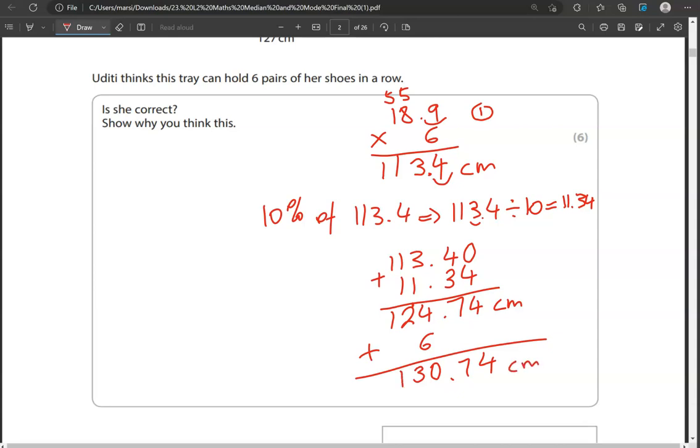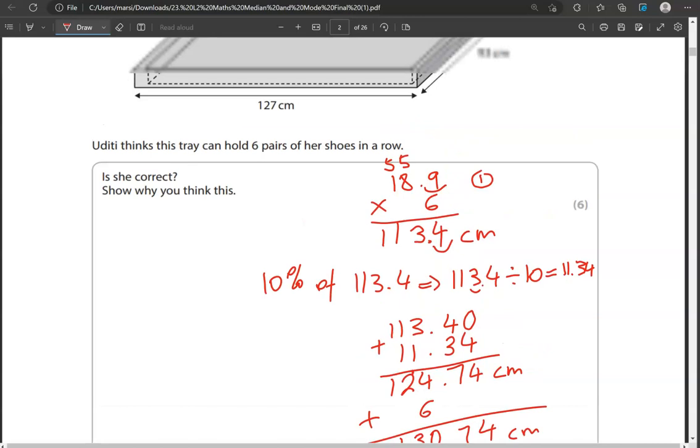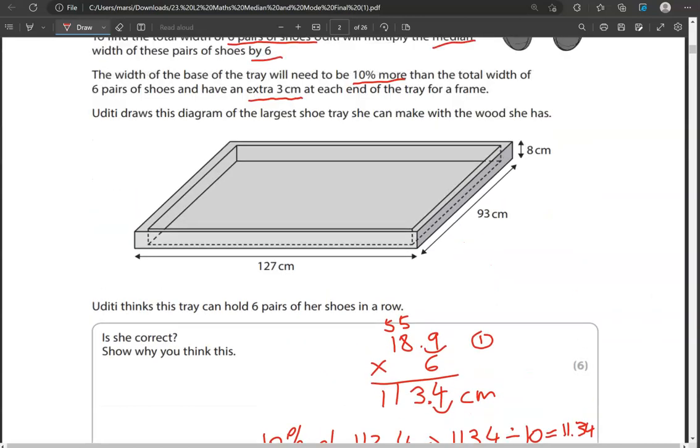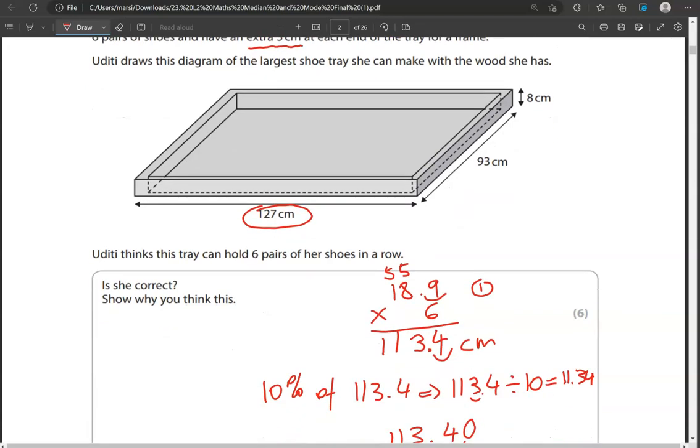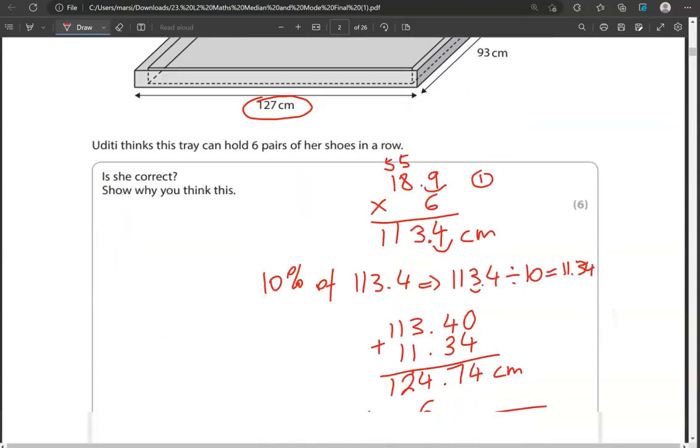So 130.74 centimeters, which is longer than 127, which means that the tray cannot hold the 6 pairs of shoes. To answer the question, is she correct? We're going to say no.